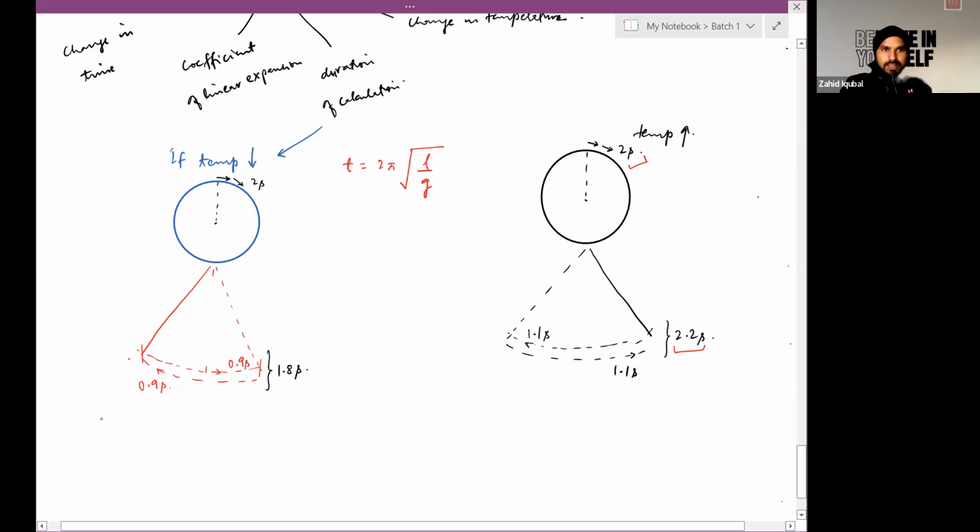So in conclusion of this whole part, we can say for the first part, on decreasing temperature, the length will decrease, the time period of oscillation will decrease, so the reading of the clock becomes fast. In the second part, on increasing temperature, the length of the pendulum will increase, the time period of oscillation of the pendulum will increase, and hence the reading of the clock will decrease or become slow.